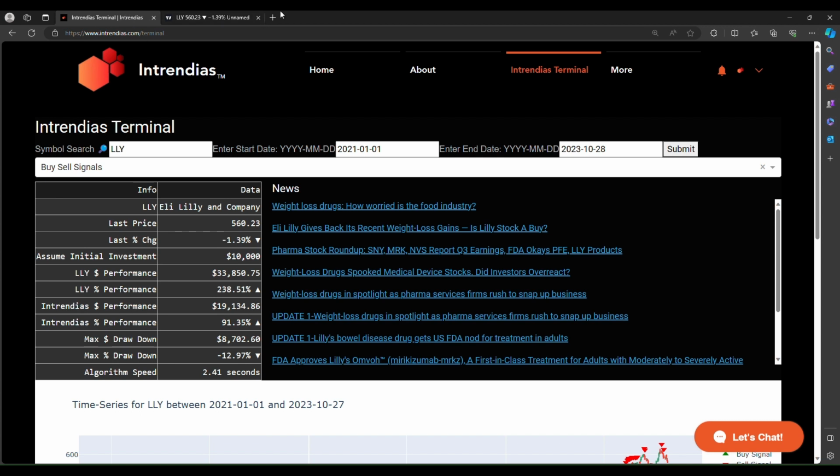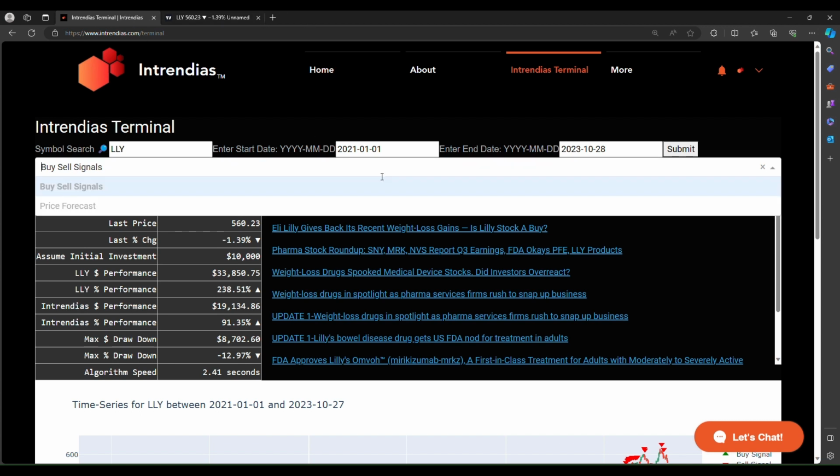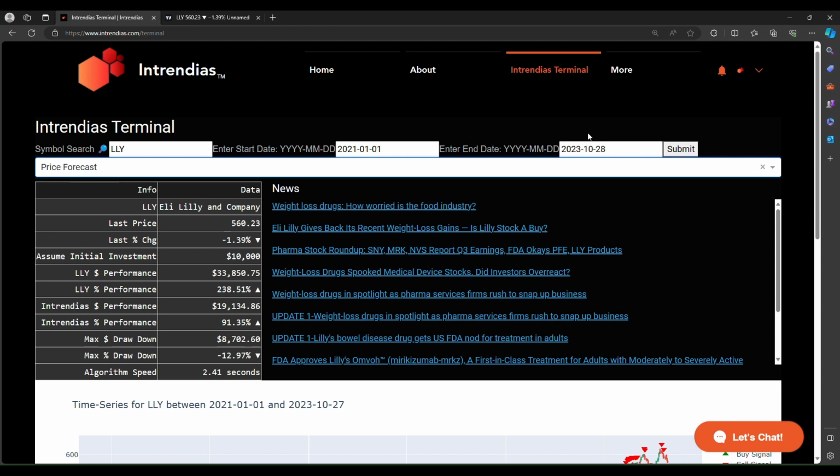Furthermore, however, we do have a price forecast capability now in the Intrendias terminal, which uses the GARCH and linear regression machine learning models to help us predict a dollar figure for the next 90 days of any stock or crypto index that the user types in. Usually the model takes around 9 to 11 seconds.